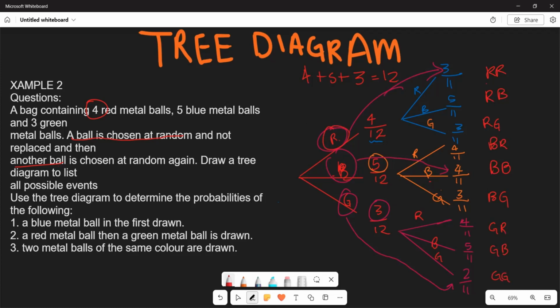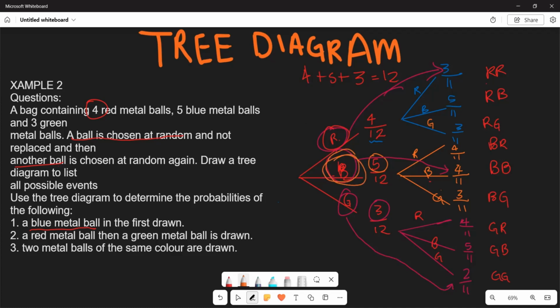So this is basically the totality of all these particular outcomes. Right? Now, what is going to be the probability of a blue metal ball? The first question wants us to determine the probability of a blue metal ball. Now, let's see. For a blue metal ball, we are going to come back here and ask what is the branch of a blue metal ball, right? Look, you can have your blue here. This is for blue, right?